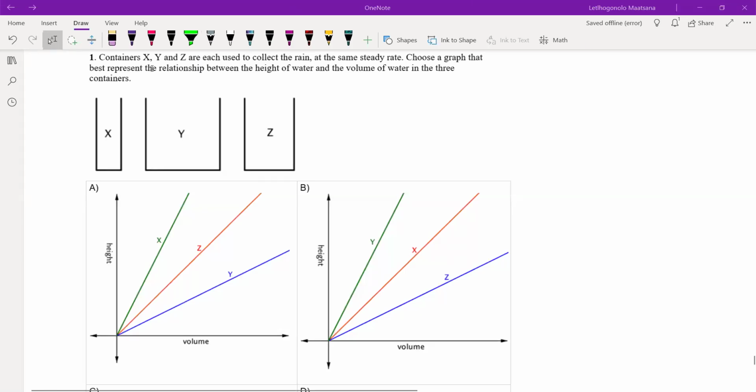Question 1 says containers X, Y, and Z are each used to collect the rain at the same steady rate. Choose a graph that best represents the relationship between the height of the water and the volume of the water in the three containers. Now let's look at the different containers.